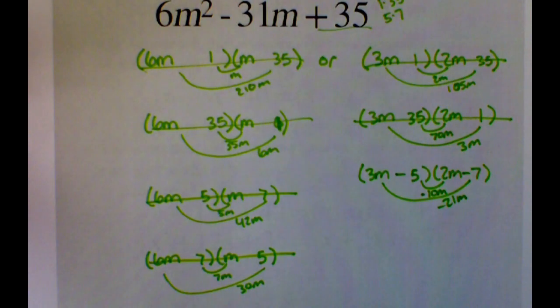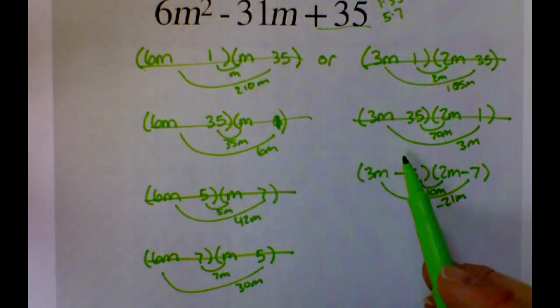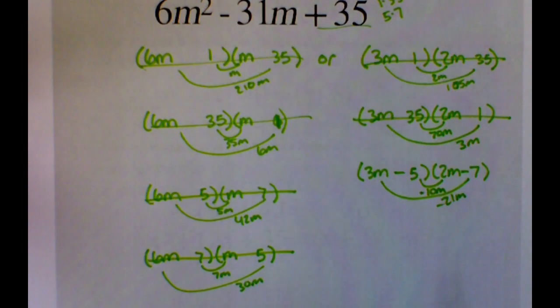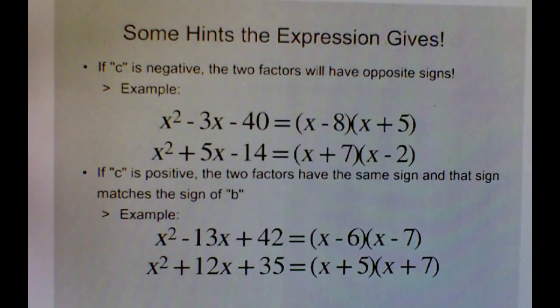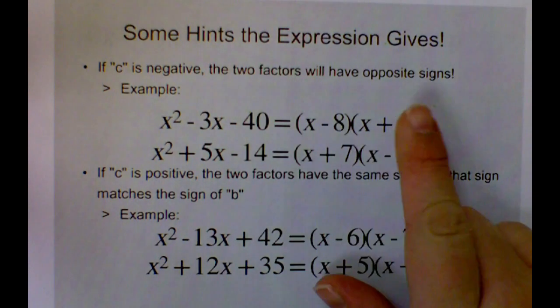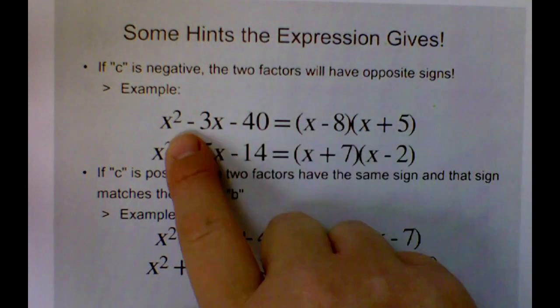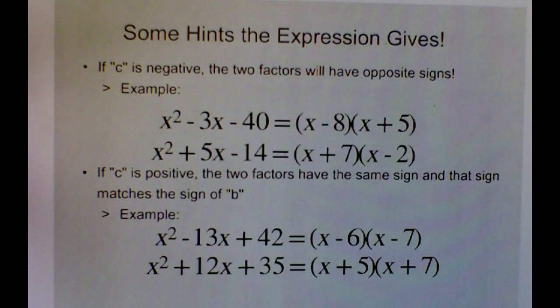So the only difference here from what we were doing is that there's more options to try. I don't automatically know how the first number is going to break apart. I have things to try. So there are a few hints that the expression gives. If your C value, your constant, is negative, then the two factors will have opposite signs. So one will be a plus, one will be a minus. And actually, the sign of the bigger multiplication matches the middle sign.